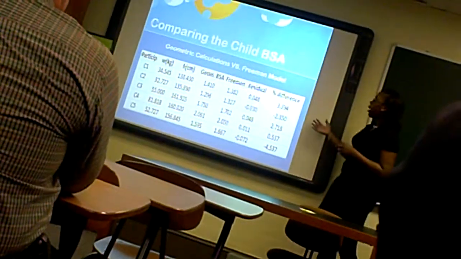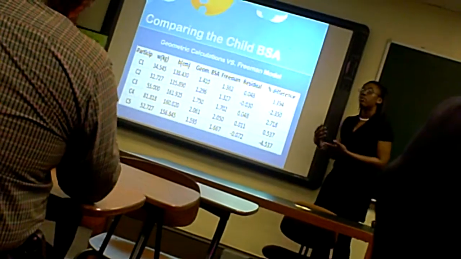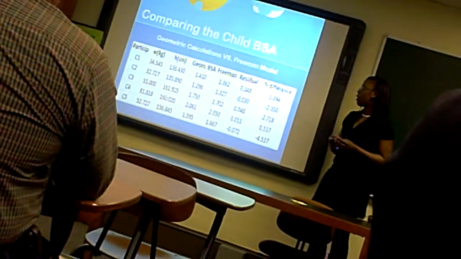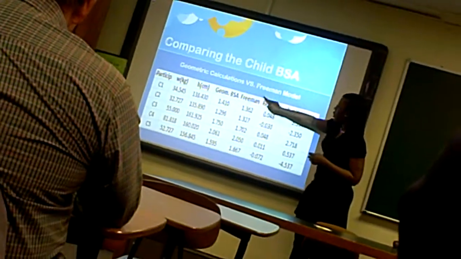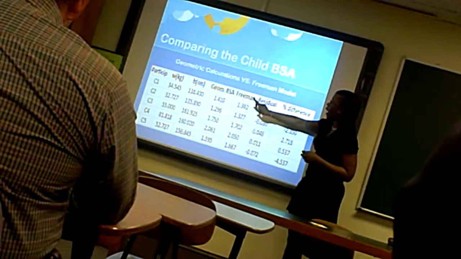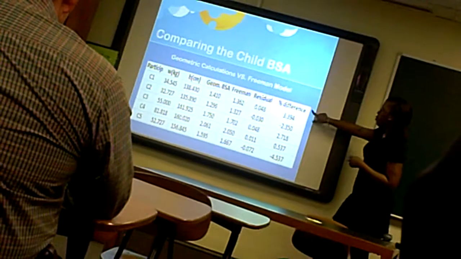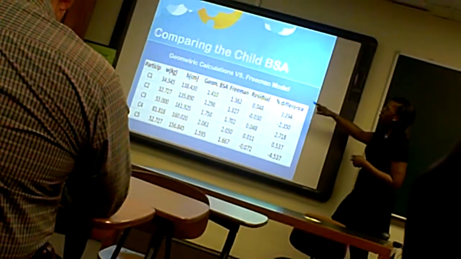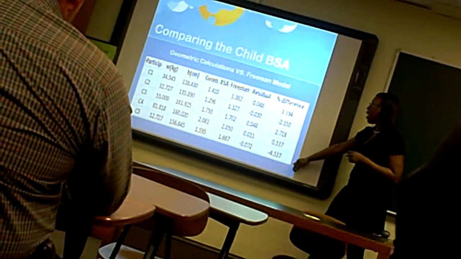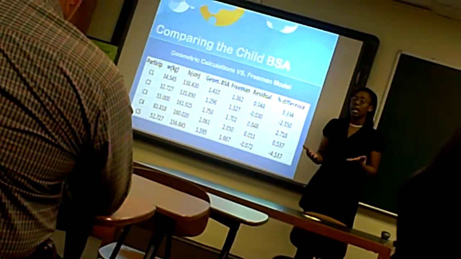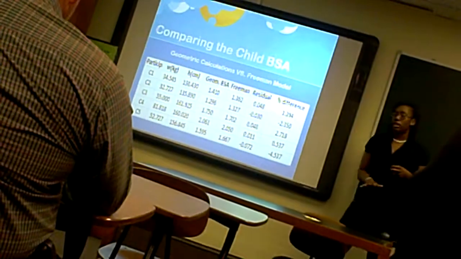So then it was important for me to compare the data that was predicted from the Freeman model to the data collected from the calculations. So I used the weight and the height and predicted BSA for the Freeman model, and then I compared that with the geometric BSA. And the percent difference, which is geometric BSA minus Freeman over the geometric times 100, ranged from negative 4.5 to 3.3. So this means that I overestimated body surface area by 3.3% and underestimated by 4.5%.